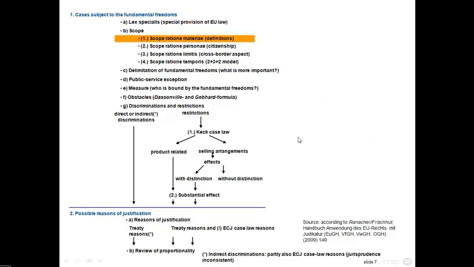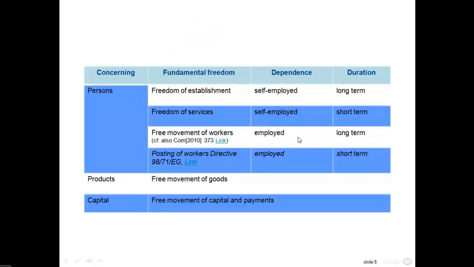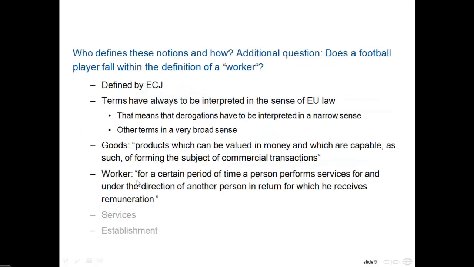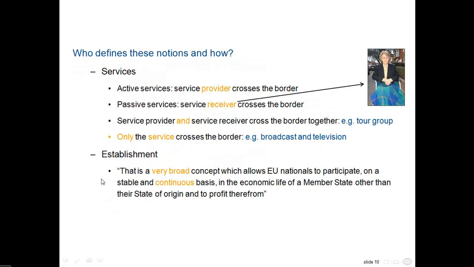Next, we have to see whether the relevant definition has been fulfilled. As you can see, there are some freedoms related to persons and one, the free movement of goods, related to products. Depending on the different fundamental freedoms, we have to check if the relevant definition is fulfilled. So, for example, for goods, all products which can be valued in money and which are capable of forming the subject of commercial transactions. Or for workers, anyone who for a certain period of time performs services for and under the direction of another person in return for which he receives remuneration. The same is true for services and establishment.